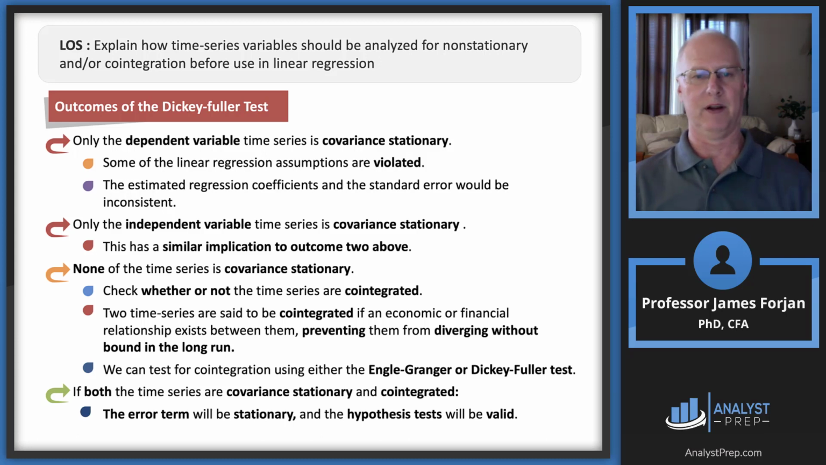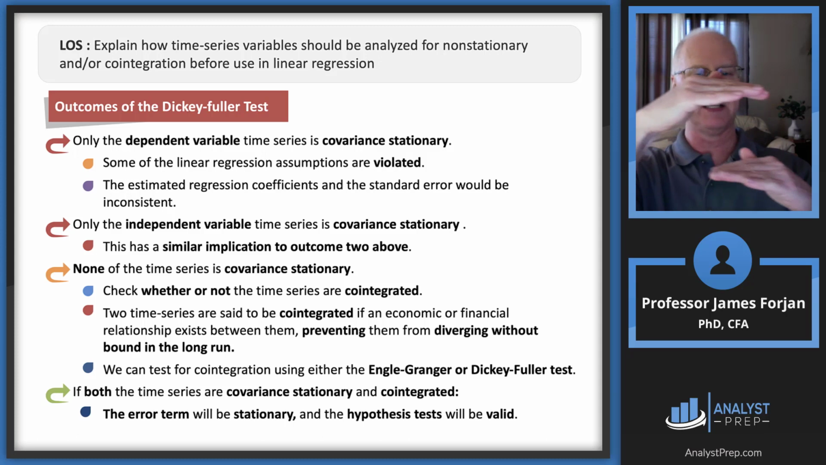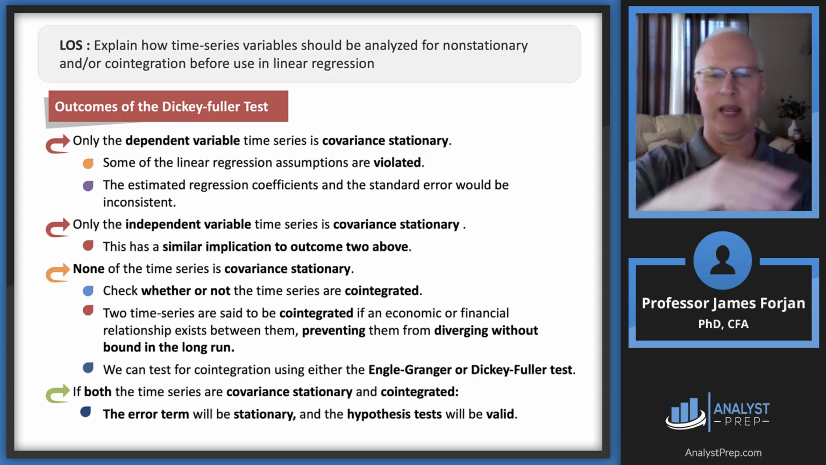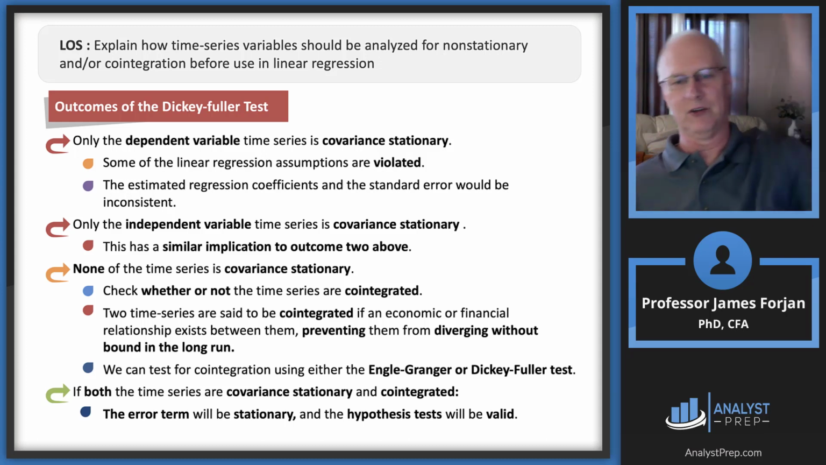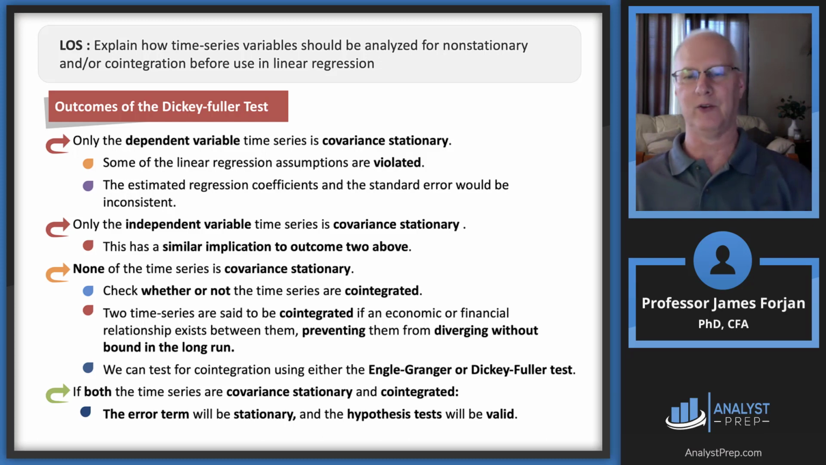If neither of the time series is covariance stationary, then we need to check whether or not the time series are co-integrated. All right, so look at this teardrop. This is what I was saying in that earlier slide. Two time series are said to be co-integrated if an economic or financial relationship exists between them, preventing them from diverging without bound in the long run. If they diverge, then they go way, way out. We can test for that using the Engle-Granger test or the Dickey-Fuller test.